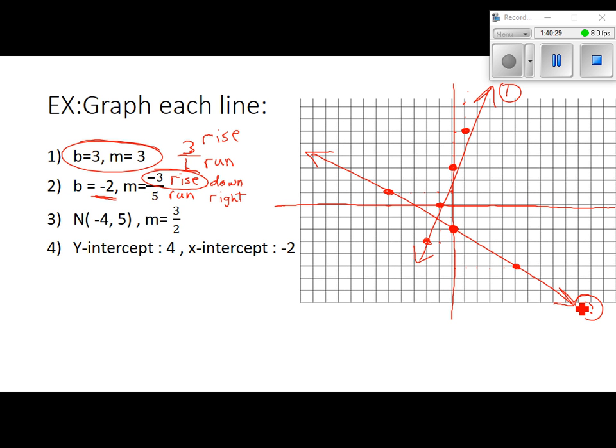The next one, they tell us n is negative 4, 5, so that's just where I'm going to start. So I go to left 4 and up 5. That's n. Then the slope this time tells me to go up 3 to the right 2. Up 1, 2, 3 to the right 2. And again, I'm running out of space going that way, so the other way I could go is down 3 to left 2. Down 3 to left 2. That's line number 3.